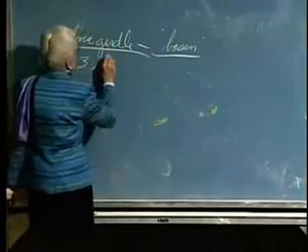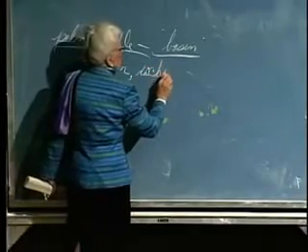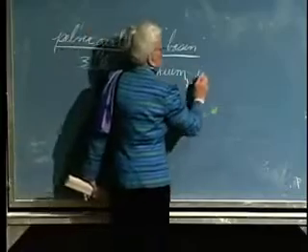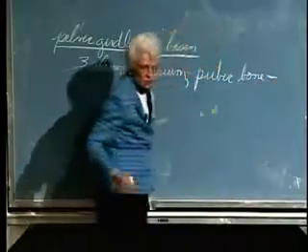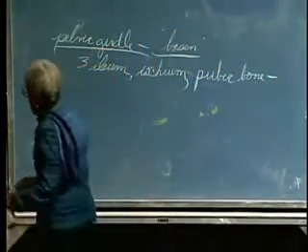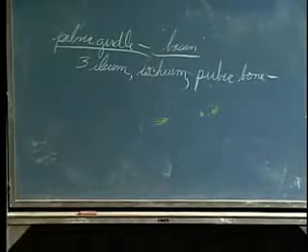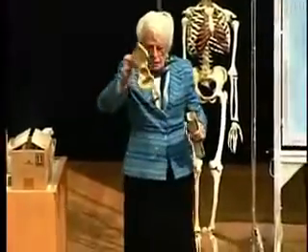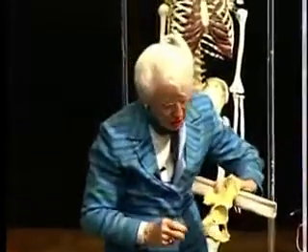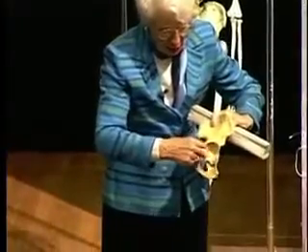3 bones, the ilium, the ischium, and the pubic bone. These 3 all come together in one part. Here we go, here's the part. And all 3, ilium, ischium, and pubic bone, come together in what's called the acetabulum.